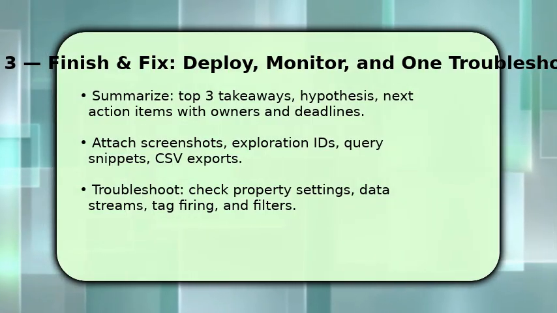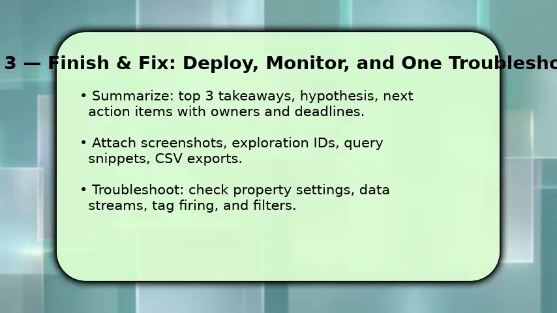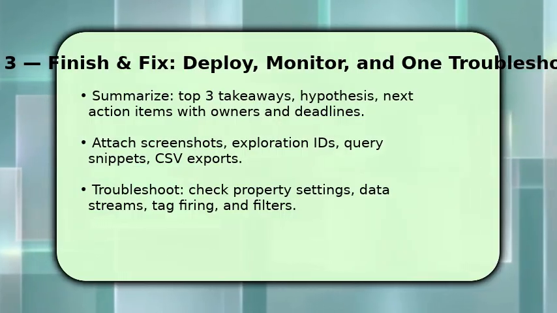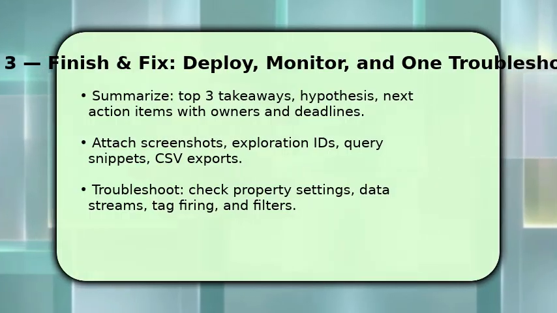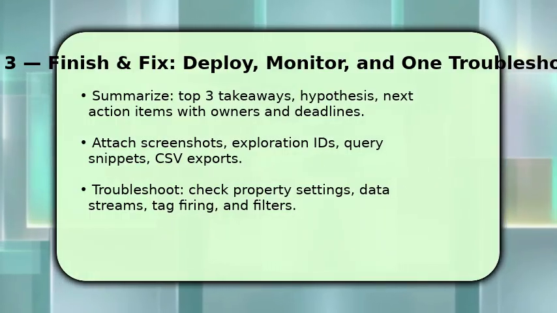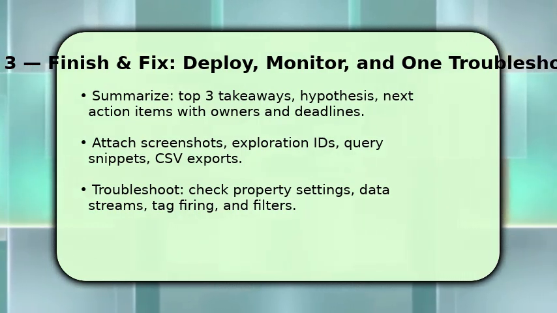If something looks off, immediately troubleshoot. Verify property settings, data streams, tag firing, and applied filters. These are common sources of missing data. If issues persist, revert to a known good date range and compare. This quickly isolates implementation versus real changes.